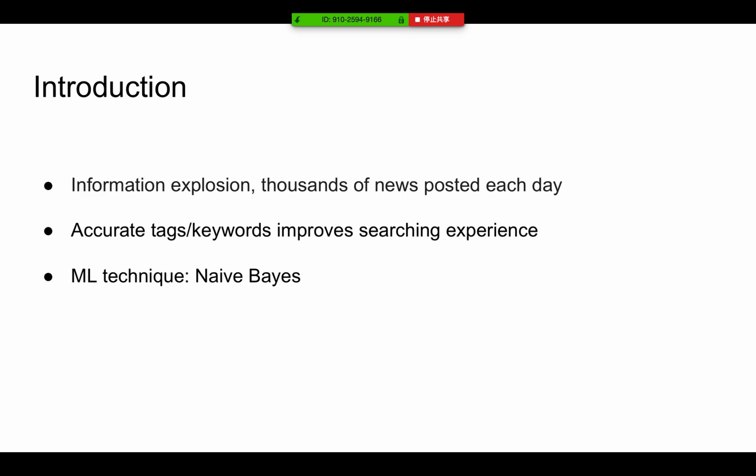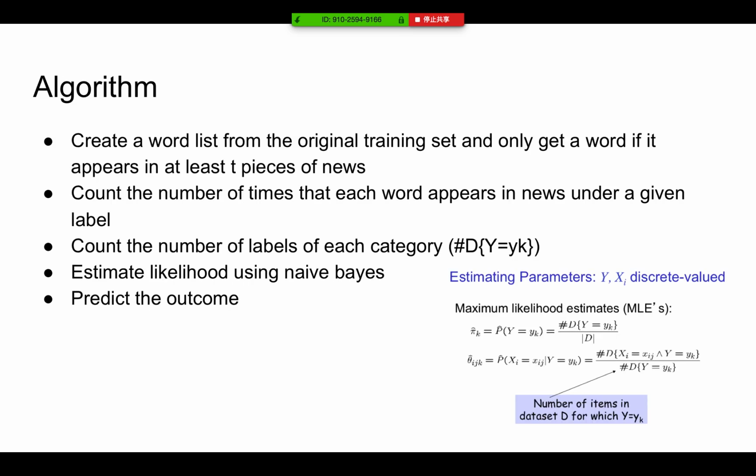And the machine learning technique we use is naive Bayes. The feature we want to use is a keyword. We consider news in different categories will have different types of words that are mentioned frequently. So we made a word list which includes the words that appear in at least 2 pieces of news, and then we count the number of times that each word appears in news under a given label, and this is the numerator of the naive Bayes calculation. Then we count the number of labels of each category, which is the denominator. We compare the likelihood of each category and predict the outcome with the maximum likelihood.